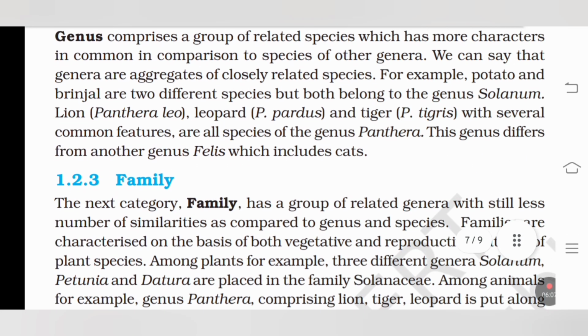1.2.2 Genus. Genus comprises a group of related species which has more characters in common in comparison to species of other genera. We can say that genera are aggregates of closely related species. For example, potato and brinjal are two different species but both belong to the genus Solanum. Lion, leopard, and tiger, with several common features, are all species of the genus Panthera. This genus differs from another genus Felis, which includes cats.